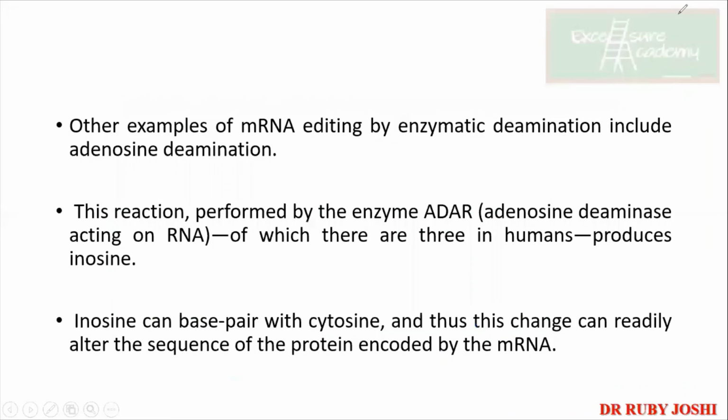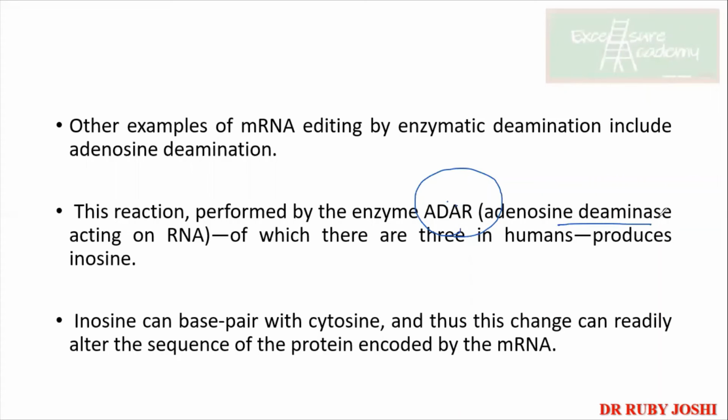Now, there is another protein which can do the same. We know cytosine has an amino group, and we also have adenosine having an amino group. In the case of cytosine, there was cytidine deaminase removing the amino group from the cytosine to get uracil. Now another enzyme is called ADAR. This is important, it has already come in the exam. ADAR stands for adenosine deaminase acting on RNA.